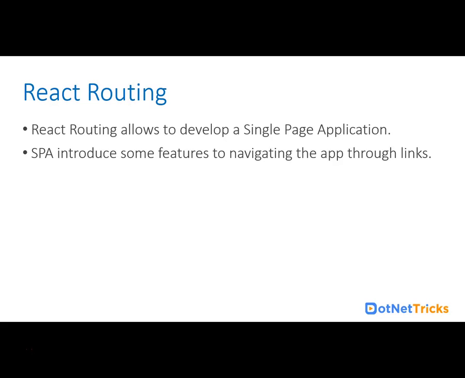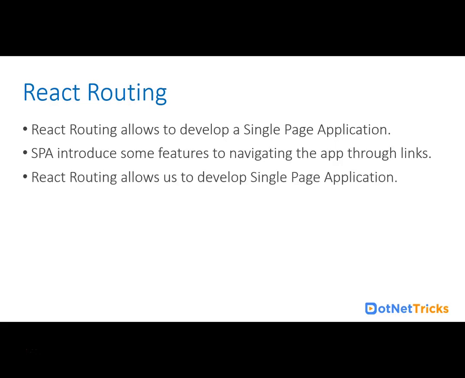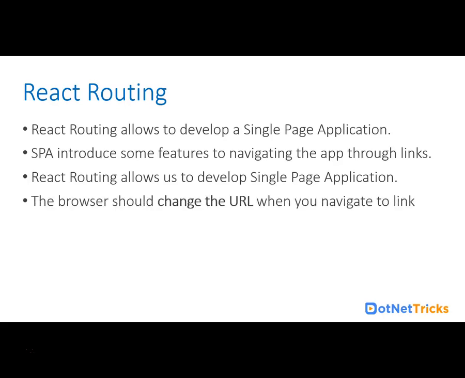Only the contents will be partially viewed on the same page, such as a home link or a home route. React routing allows us to develop such single page applications where the browser changes the URL when you navigate or click over a link, but the page will not reload again. In this case, the application will construct or reconstruct the same view with re-rendering rather than navigating from one page to another page.